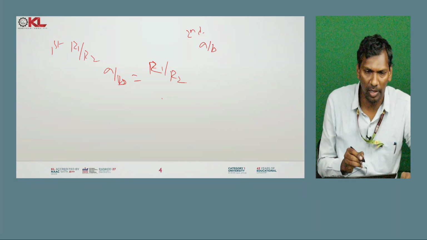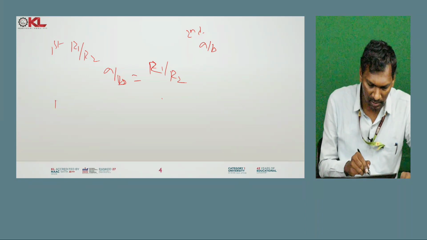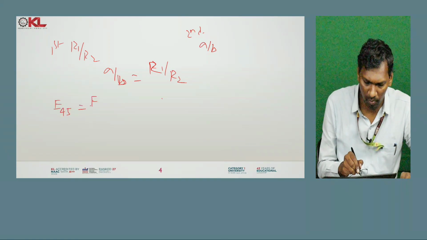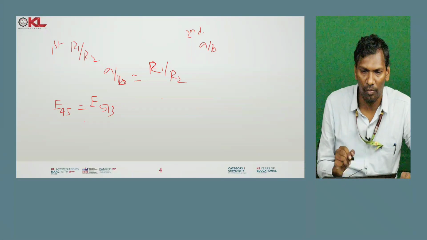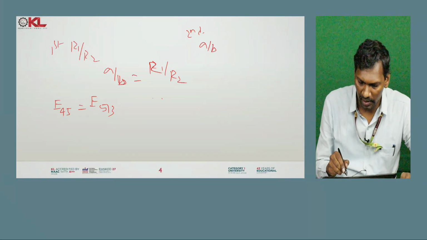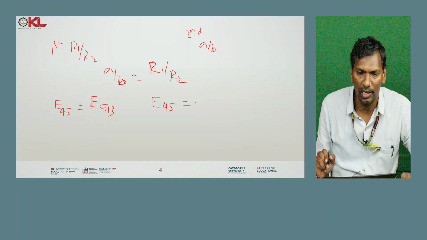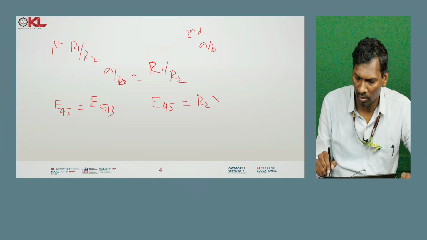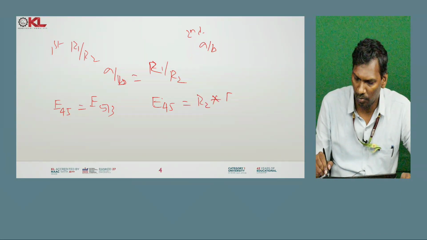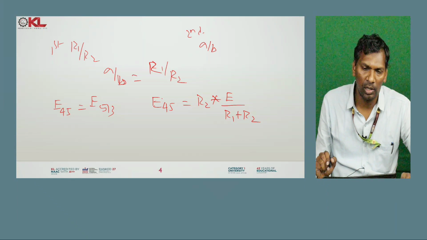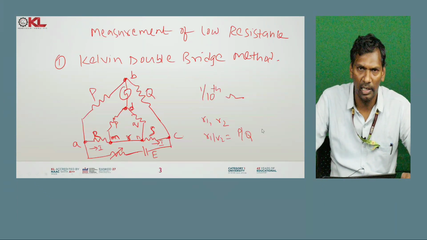So it is nothing but the voltage at the terminals 4, 5 is equal to the voltage at the terminals 5, 1, 3. And the voltage at the terminals between 4, 5 is given as E45 is equal to R2 into E divided by R1 plus R2. Now consider the path here.